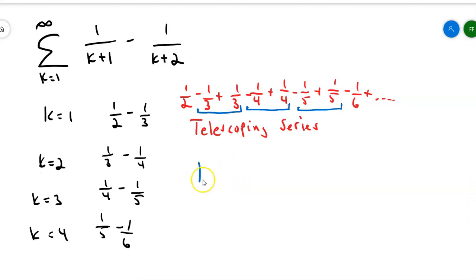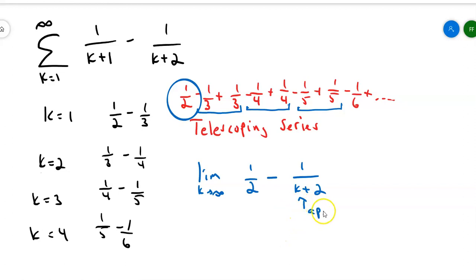So I'm looking essentially for the limit as k approaches infinity of the first term here, which is a half, and it's always going to be a half, right? So the first term is a half, and then it's going to be minus the last term, which is whatever 1 over k plus 2 is. Well, as k approaches infinity, this thing here approaches 0. And so the sum of the series is a half, and the series converges.